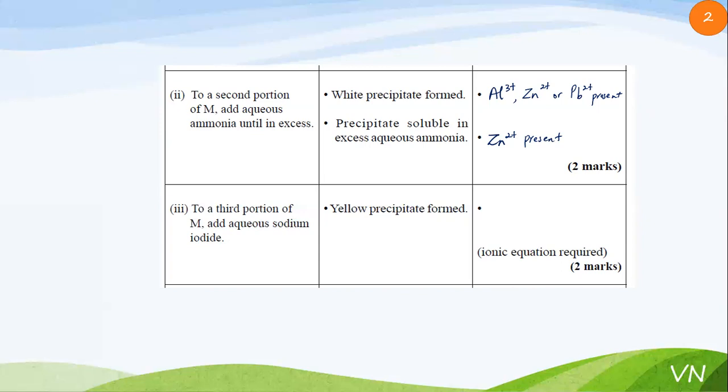It says here, to a third portion of M, we add aqueous sodium iodide. Now, whenever we're adding sodium iodide, or it can also be potassium iodide, and we see a yellow precipitate form, right away we know that the inference there is lead 2+.